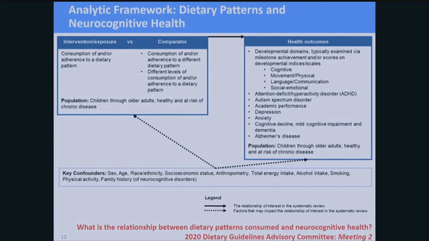The population of interest includes children through older adults who are healthy and are at risk for chronic disease. For this question, the subcommittee excluded infants and toddlers because the birth to 24 months subcommittee will be completing this review. The key confounders: sex, age, race, ethnicity, socioeconomic status, anthropometry, total energy intake, alcohol intake, smoking, physical activity, and family history of neurocognitive disorders.